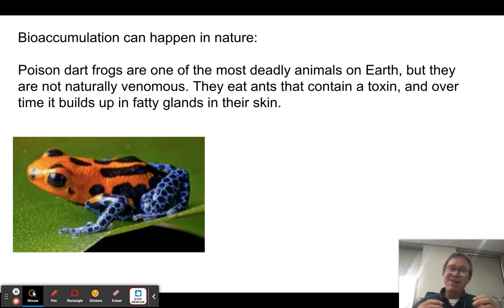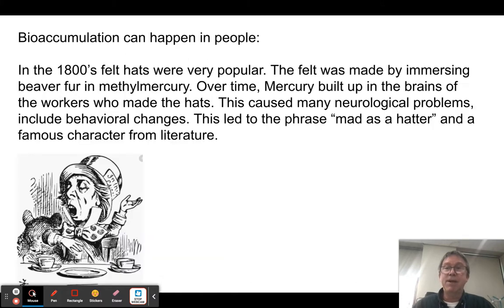So if they stop eating these, if you see one of these in a zoo, you can touch them because they haven't been eating those ants. Chances are if they stopped, the last ant they ate was a month ago, it's already deteriorated. That toxin is not that persistent. It's the persistent toxins that are problematic.